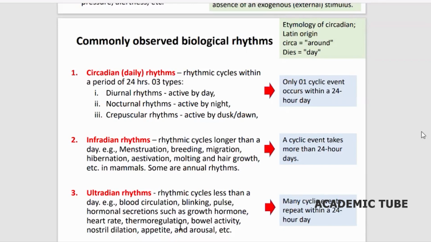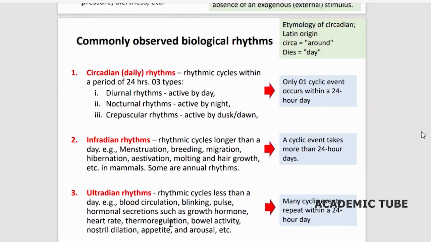During the daytime the temperature fluctuates widely, but at night the body temperature becomes somewhat low. So the blood circulation, the eye blinking, the pulse rates, hormonal secretions all show many cyclical events throughout the day. Therefore, all these things are known as ultradian rhythms. So you will understand that there are so many different types of biological rhythms: circadian rhythms, infradian rhythms, and ultradian rhythms.